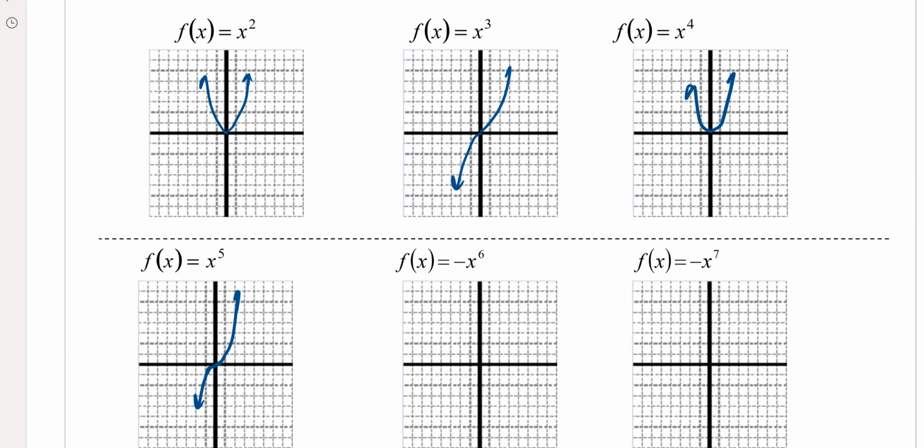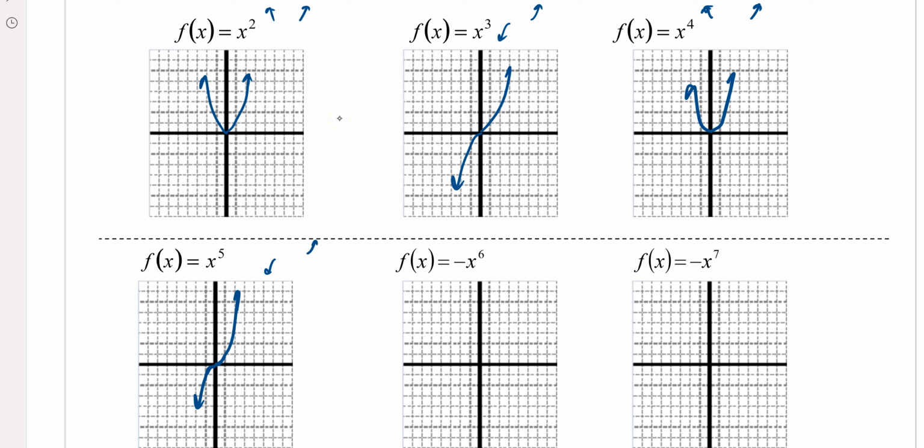So you can already see that with an even exponent, the end behavior we're looking at is what happens at the ends of the graph. They're both going up. And with an x cubed, it's going down and up. So this is the end behavior that you're looking at. You can already see when it's even, it has a certain look, and when it's odd, it has a certain look.